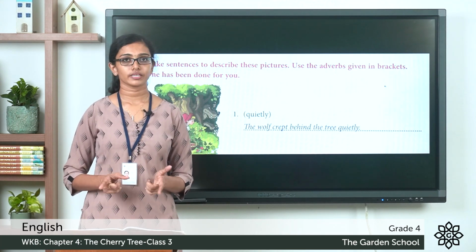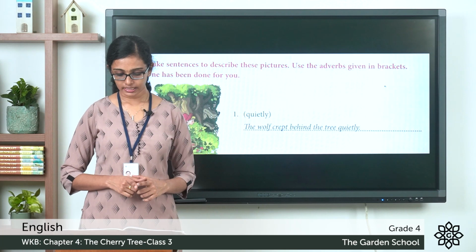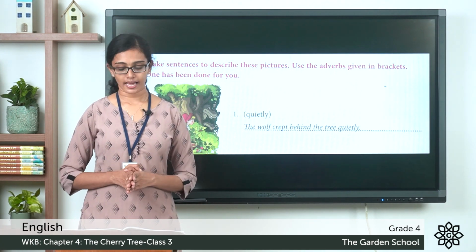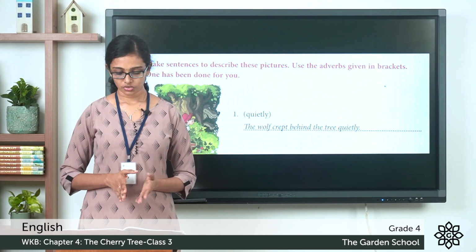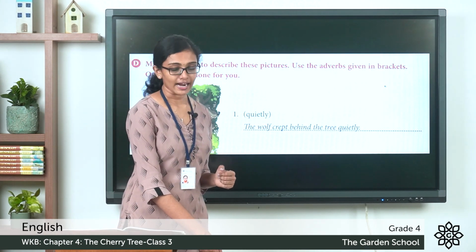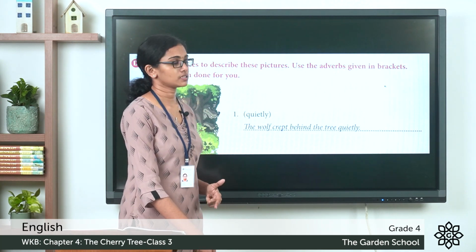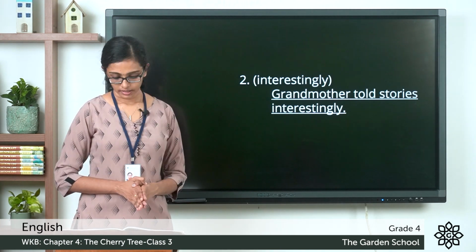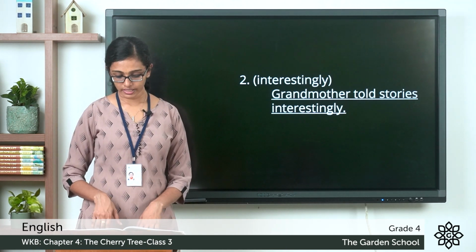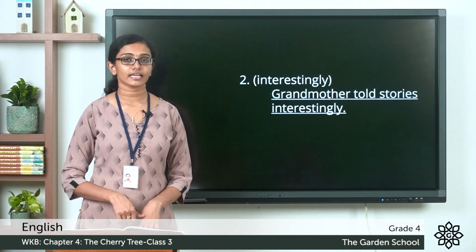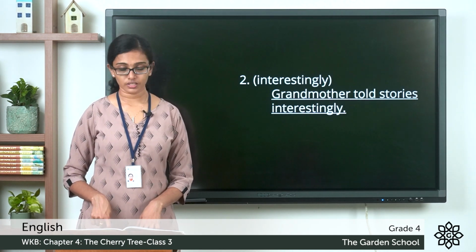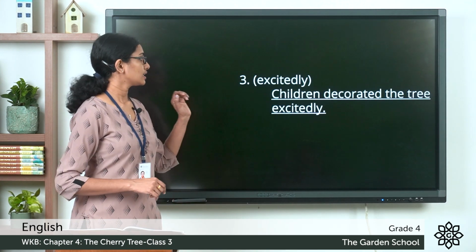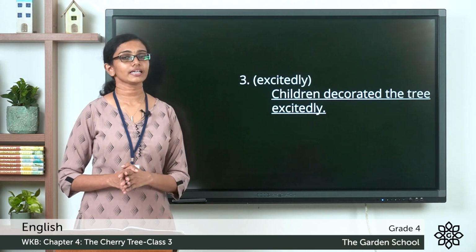Question number 2. What is the adverb given in the bracket? It is interestingly. And you see the picture given alongside. You can see a grandmother reading stories to the children. So let's write a sentence using the adverb given in the bracket describing this picture here. Grandmother told stories interestingly. Now the next question, question number 3, the adverb given there is excitedly. And you can see a few children decorating the Christmas tree. So let's write a sentence. Children decorated the tree excitedly.